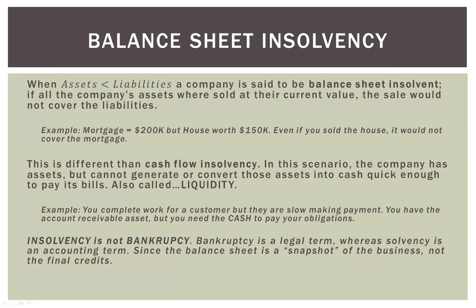So for example, let's say you complete work for a customer, but they are slow in making payment to you. Now you have the asset of account receivable. So if someone owes you $100, you have an account receivable asset of $100. But you need the cash to pay your ongoing obligations. So you have the asset, but it's not been converted into cash in a manner that you can pay a cash outflow. And that's different. Okay, that's different than the balance sheet insolvency, whereas we were just talking about cash flow insolvency.